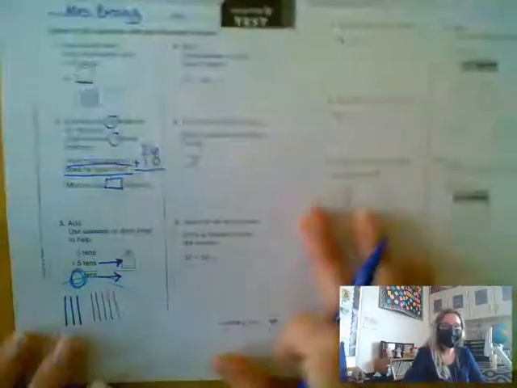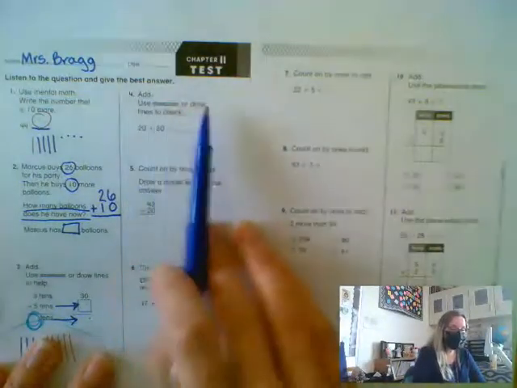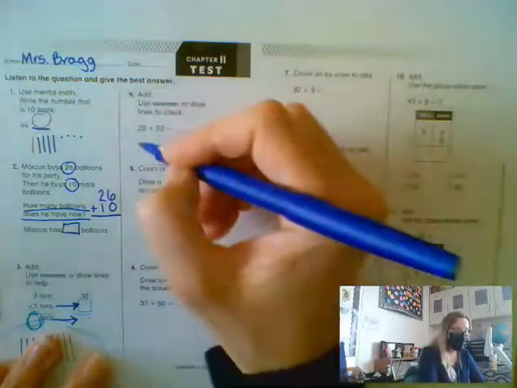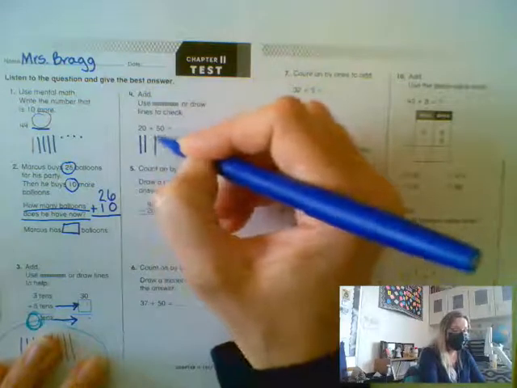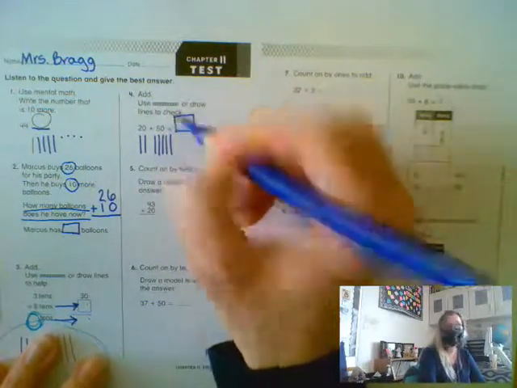All right, let's take a look at number 4. It says add. You can use cubes or draw lines to check. So we've got 20 plus 50. What is 20 plus 50? Put that answer here.